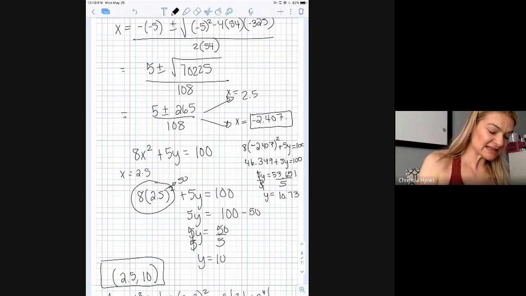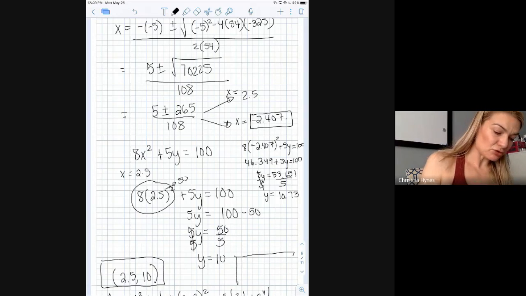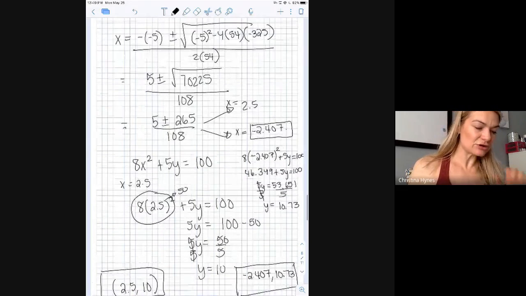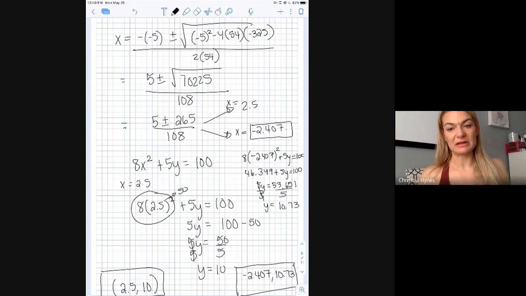Okay, so that's my second set of coordinates. So the coordinates would be negative 2.407, comma, 10.73. Okay, so that is how you do that process with elimination.